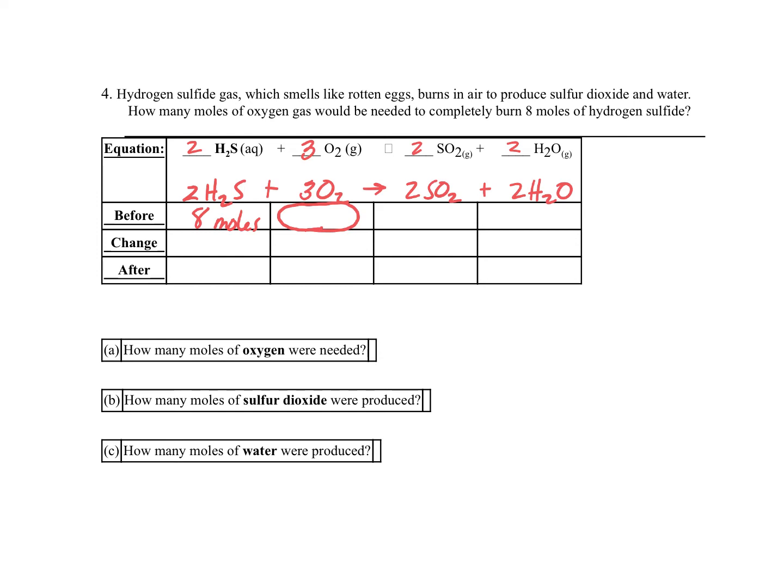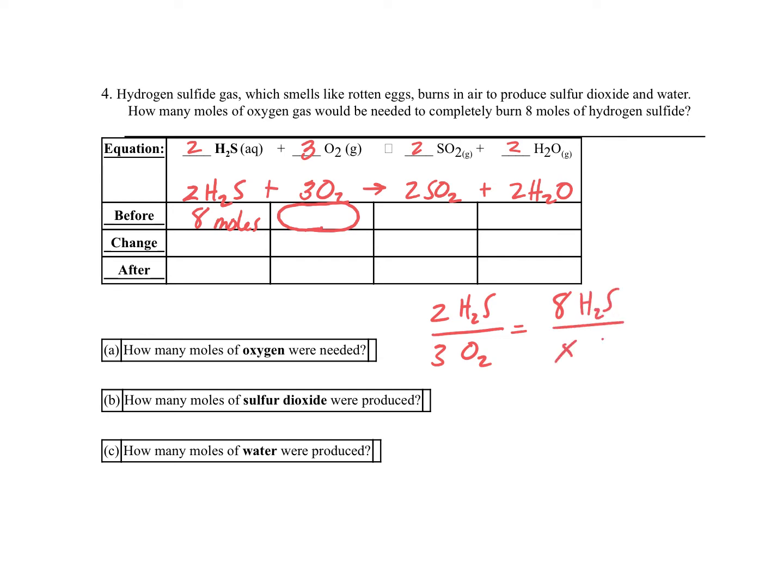Again, we've got a 2 to 3 ratio here. So it's not as neat as some of the other neat ratios that we work with. We could set up a proportion. And why don't we do that? So I'm just setting up a proportion. For every 2 H2S, I need 3 oxygen. I'm given 8 H2S.